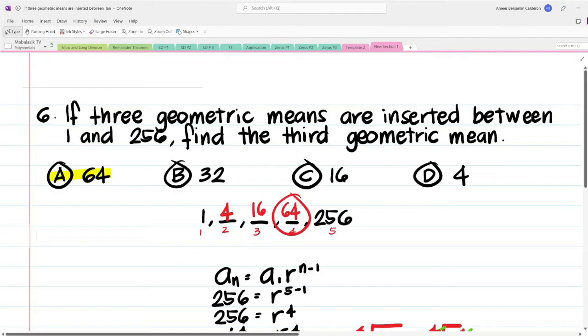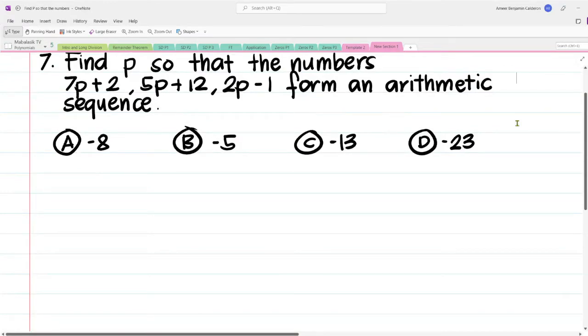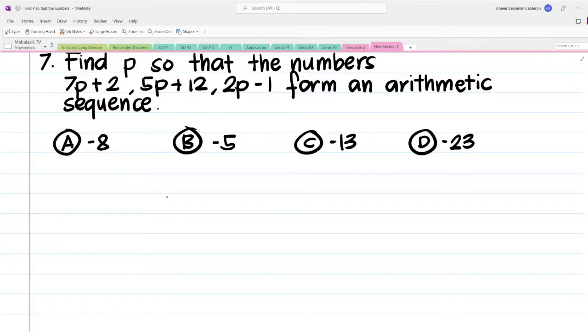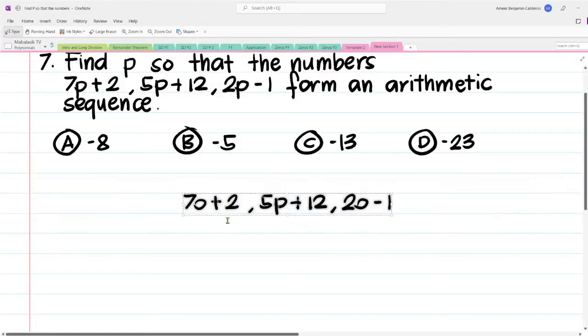Number 7. Find P so that the numbers 7P plus 2, 5P plus 12, 2P minus 1 form an arithmetic sequence. So, if this is the case, what we want to do is to copy everything first. Kopyahin ko muna. So, kokopyahin natin to. Lagay ko dito. Yan. P.